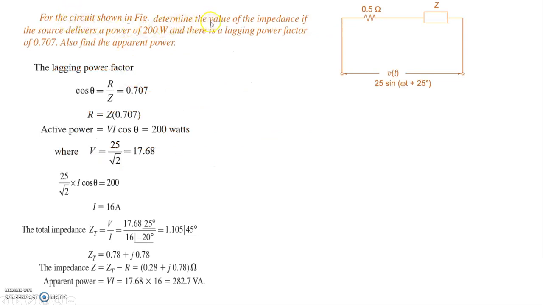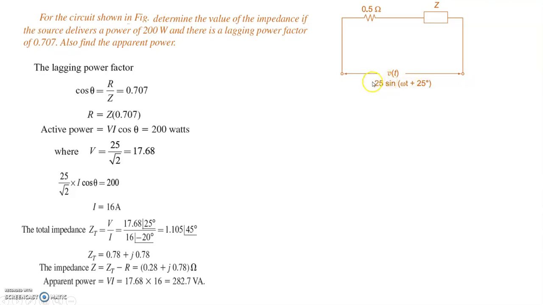For the circuit shown in the figure, you are asked to determine the value of the impedance if the source delivers a power of 200 watts and there is a lagging power factor of 0.707. Also find the apparent power. Here voltage is given in time domain representation, that is V is represented as Vm into sine omega t plus theta or phi.